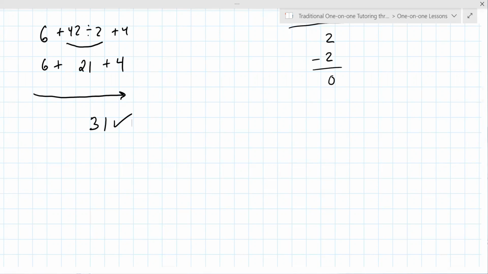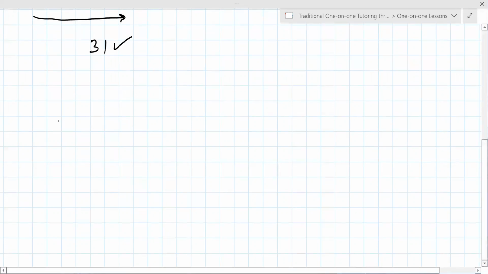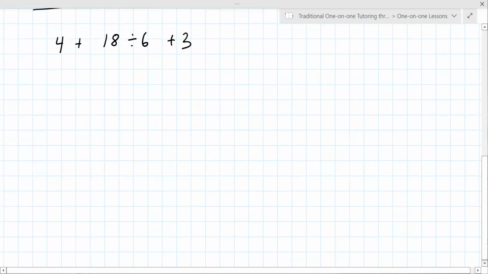Okay, let me make up another problem like this for us to look at. Let's go 4 plus 18 divided by 6 minus 3. Actually, we'll go plus 3. So when you look at a problem like this, you have addition, you have division, and you have addition. So you have to do the division first.